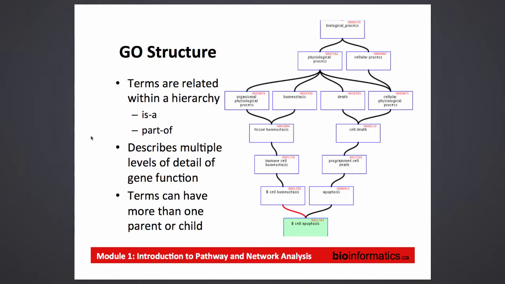For example, we can talk about B-cell apoptosis, which is a type of apoptosis, which is a type of cell death, which is a biological process. So all these terms or ideas are arranged in the ontology in a hierarchical manner, using relationships such as part of or is a. And it describes multiple levels of detail of processes and pathways. So this is where the redundancy comes in. All these terms can have multiple parents or multiple children, so it's a structured way of representing knowledge.